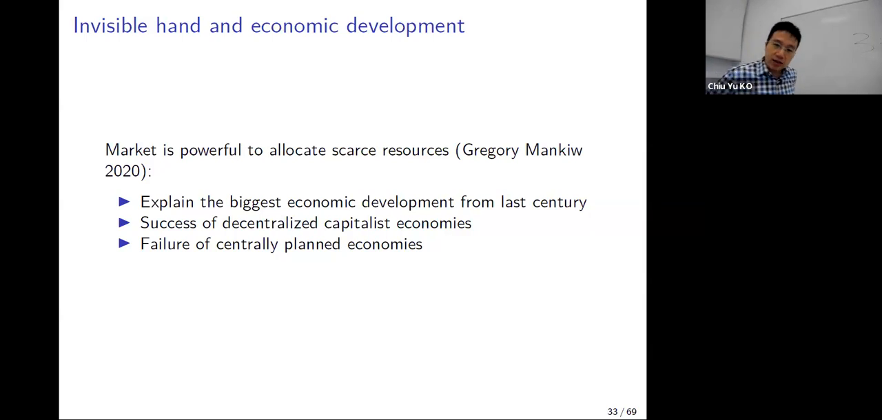So what he said is that the market is very powerful in allocating scarce resources, and you can look at why, right? Look at the scale of history, okay? Look at the last century, compare all the economies, which were capitalist and decentralized and which were more centralized planned economies, right? You look at where a lot of economic growth comes from, where the market system is being used. And for those who do planned economies, it's fairly consistent that if you have a lot of regulation and don't allow the market to react, it fails, right? Even if you look at the US, rent control doesn't work very well. So that is the first thing.